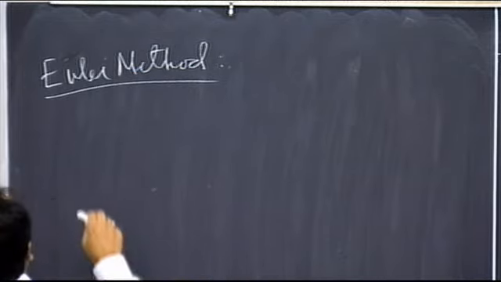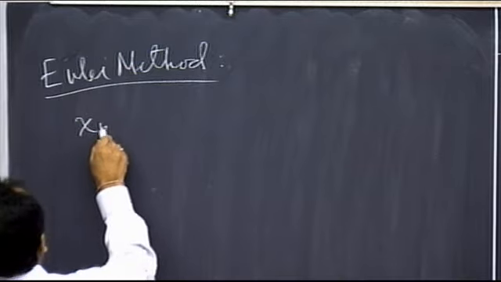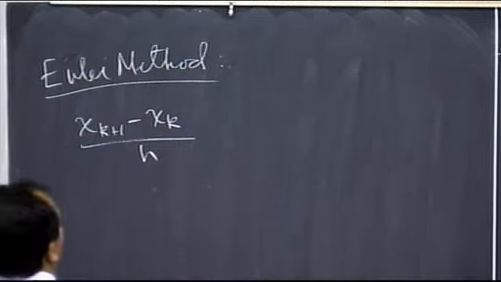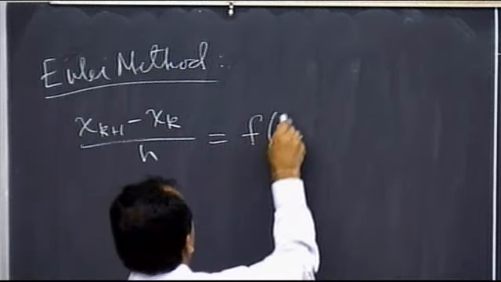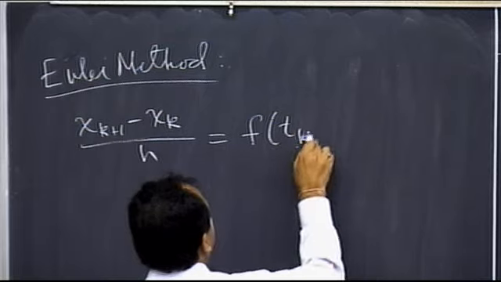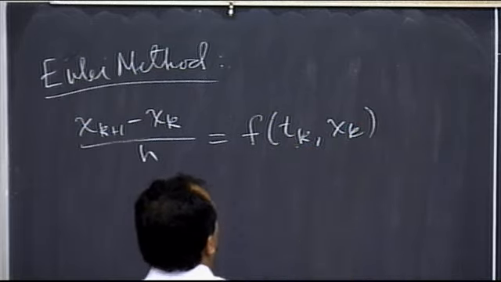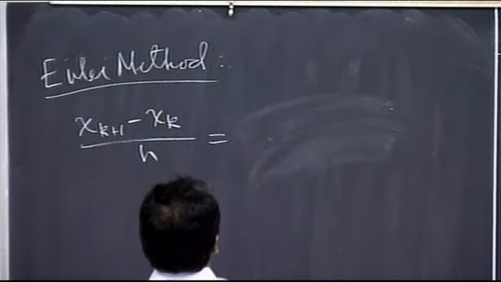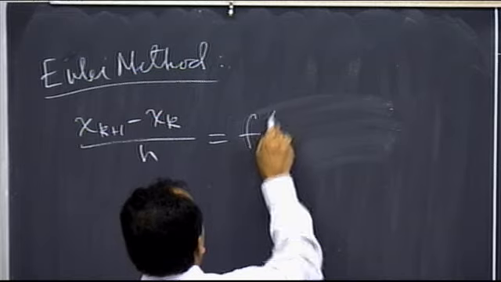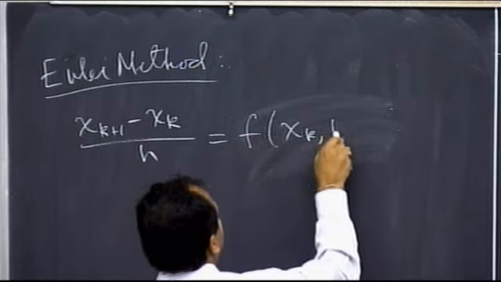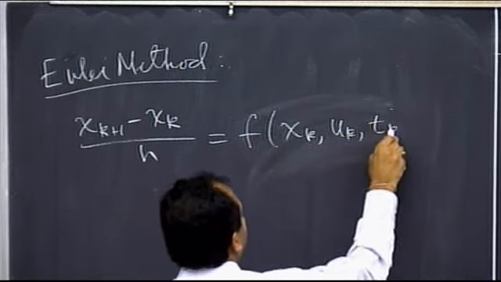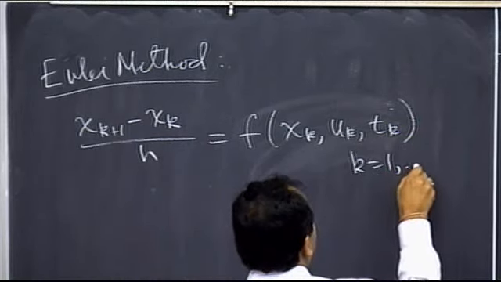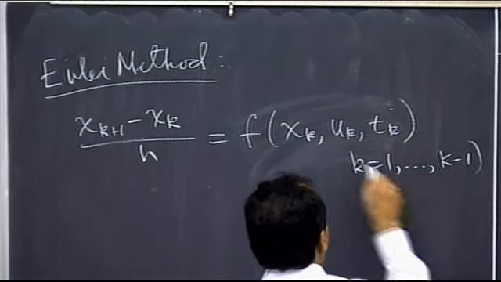If you remember, we had this kind of system where we had approximated the derivative with a finite difference approximation, and we set it equal to the right-hand side. And if there's control, then we added control. Actually, let's just add the control, because I think this gets confusing if you don't add control into this. So u_k and t_k. And this was for k going from 1 up to K minus 1.